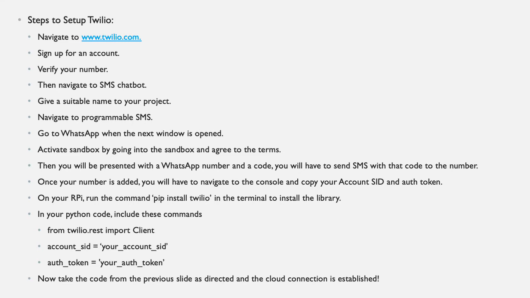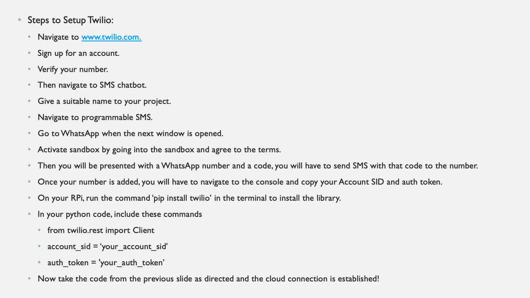And once your number is added, you have to navigate to the console, and you have to copy your account SID and authentication token. Once you have copied that, on your RPi you have to first install the Twilio library. So fire up the terminal on the Raspberry Pi, and then use the command pip install twilio to install the library. If you want to install Twilio for Python version 3, then you can use pip3 install twilio.